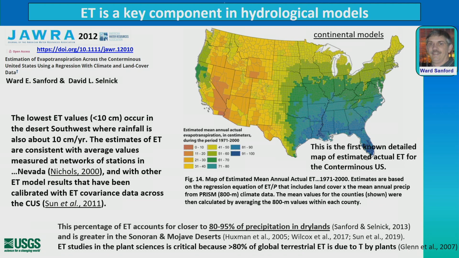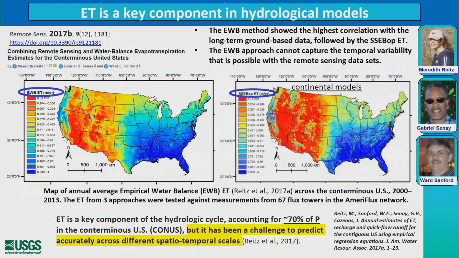So just real briefly, Ward, Sanford and Selnick did this paper in 2012 or 2013, and they're talking about the best estimates of actual ET for the CONUS era data, done in this region. It shows that in the Southwest, 80 to 95% of precipitation in drylands is the percentage of ET. And so it's really critical that we get our estimates right in these drylands.